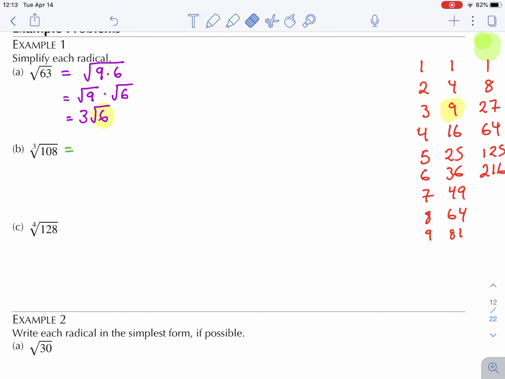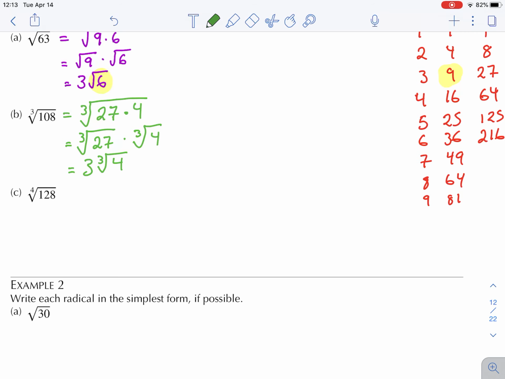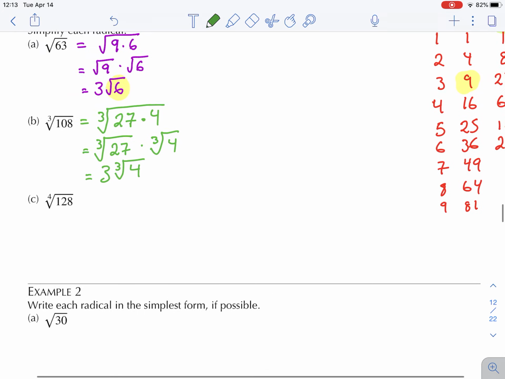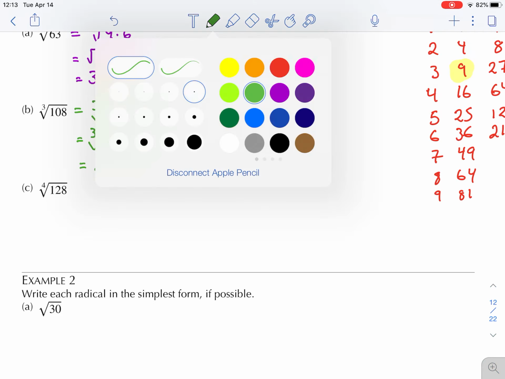So I'm going to rewrite this cube root as the cube root of 27 times 4. Then I break it apart to get the cube root of 27 times the cube root of 4. The cube root of 27 is 3, so it's 3 times the cube root of 4. Now I check again. The cube root of 4, can I divide that by any perfect cube numbers other than 1? And I cannot. So that is in simplest form.